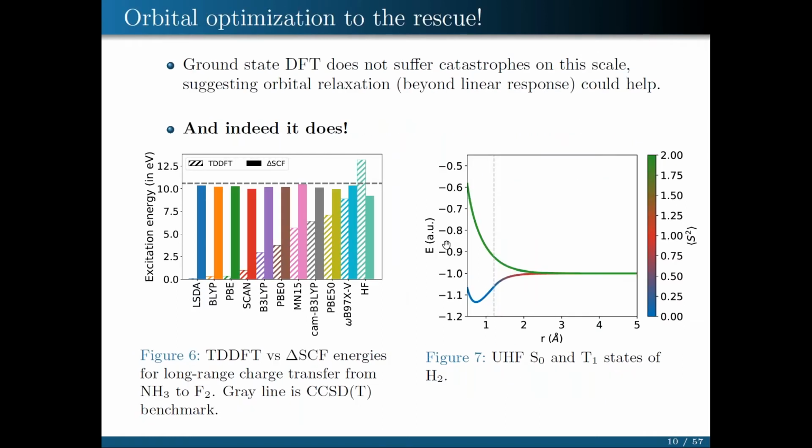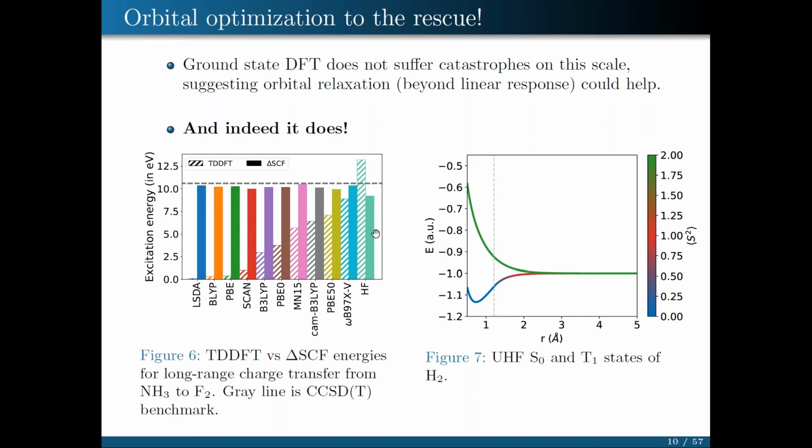Now, this is kind of weird because while we know that ground state DFT is not perfect, it does not normally suffer catastrophes on quite that scale. That almost seems to argue that the problem here is not the DFT part, but rather the linear response part. If we could perhaps orbital optimize the excited state solutions instead of relying on linear response, we could probably get a good answer out of DFT. And this turns out to be the case.